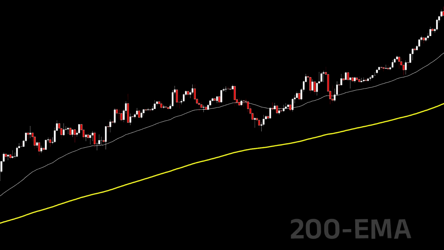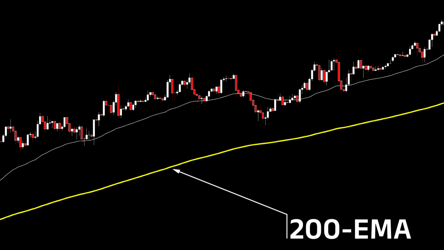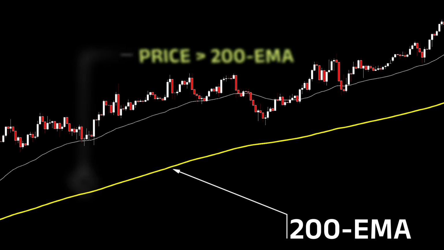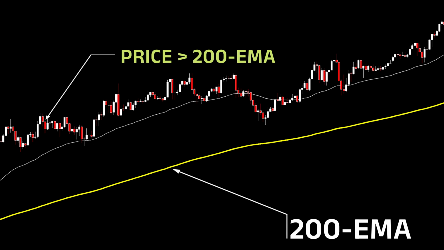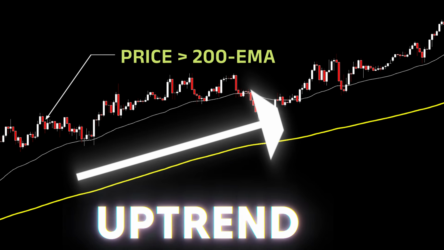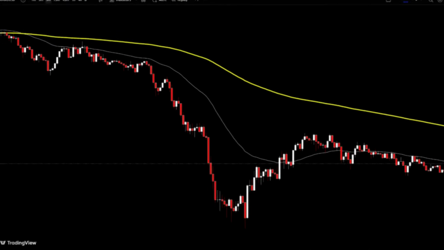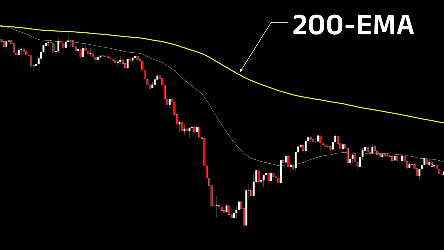Think of them as two forces that control the entire market. The 200 EMA is the long-term tide. If price is above it, the entire market is being lifted. If price is below it, it's like swimming against a heavy current. Everything feels difficult.